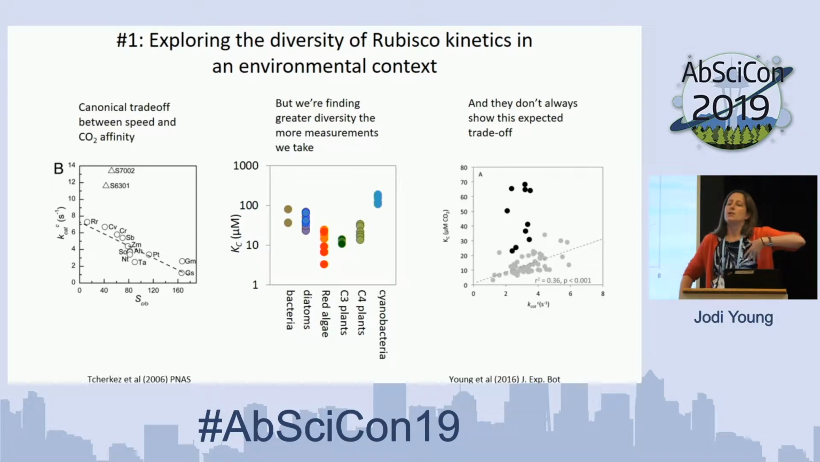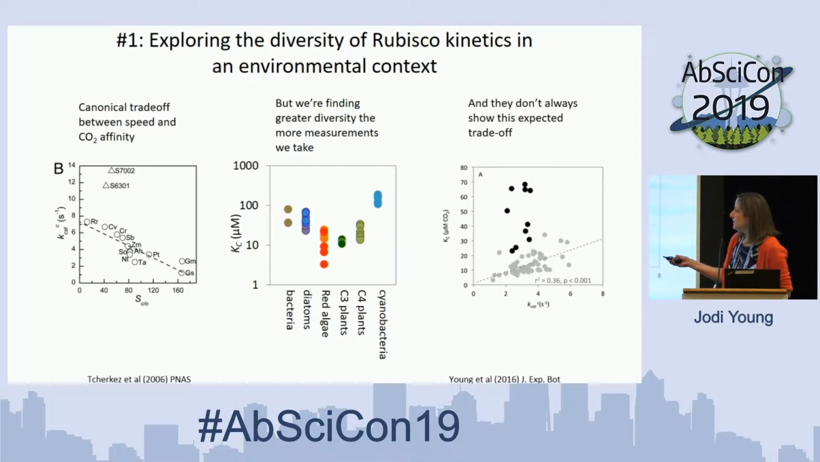So a high Km means that you need a lot of CO2 to saturate the enzyme. A low Km means it has a good affinity for CO2. And then these are the values from bacteria, diatoms, which are a really dominant phytoplankton group in the oceans, some red algae, the plants, and the cyanobacteria.